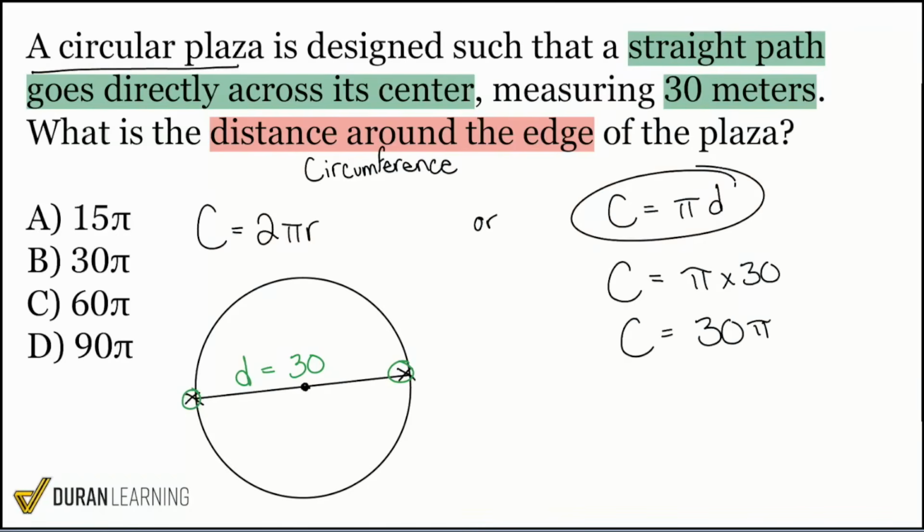And that's it. This is just an exercise in knowing how to plug things into the right places, but you can't plug things into the right places unless you can confirm that you're using the right formula. So again, a little bit at a time, one step at a time, and this can feel easy step by step. Answer choice here is B, 30 pi.